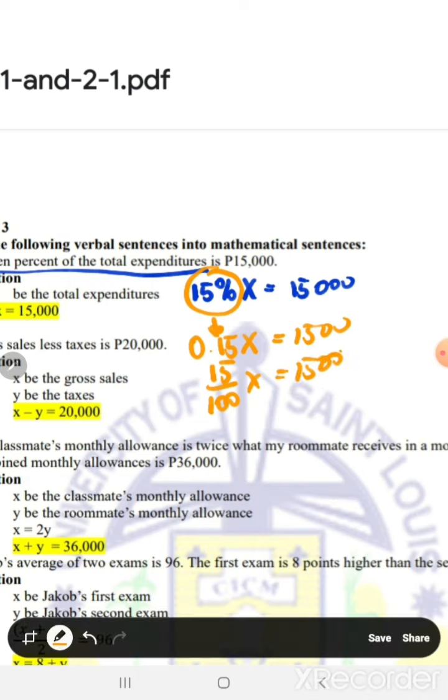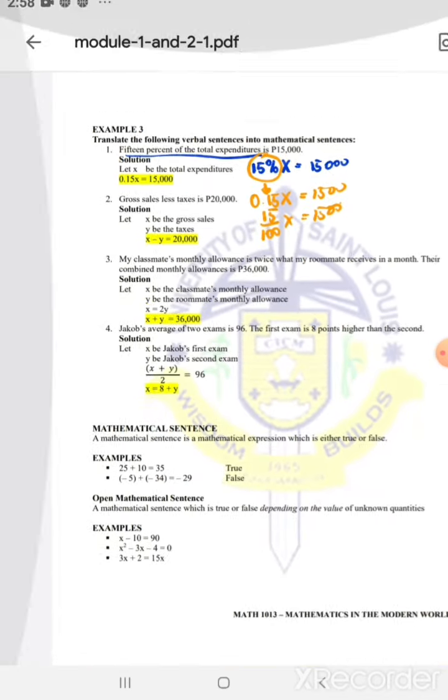So take note that when you are talking about your verbal sentence or mathematical sentence, unless the problem is stated to solve the problem, you will not solve the problem. You will just present the mathematical sentence that will make the problem either true or false, depending on the question. Okay?